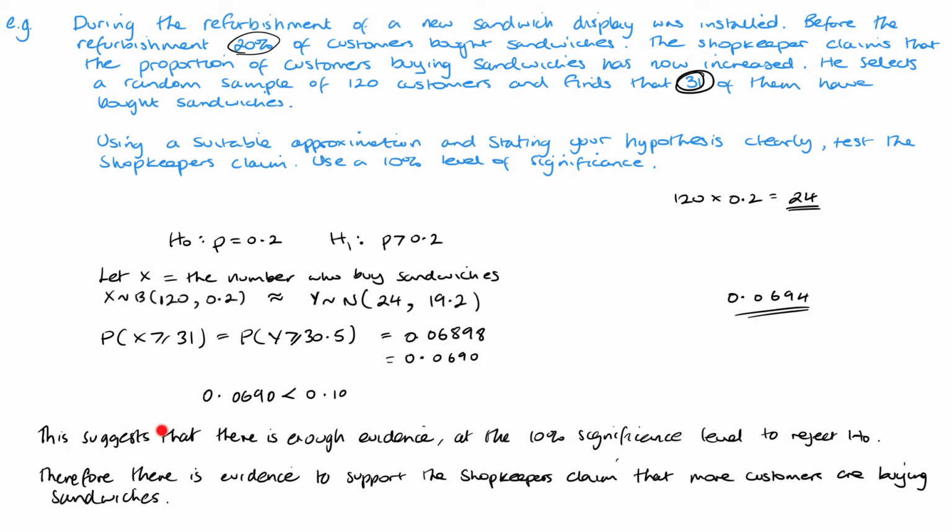So remember, first bit, just link to the numbers: initial, accept, reject, and so on. Second bit then, context of the question. So here, therefore, there's evidence to support the shopkeeper's claim. I could have actually stopped there. That should have been sufficient to get me all of the marks. But I have gone on just to clarify a little bit further that there are more customers buying sandwiches.